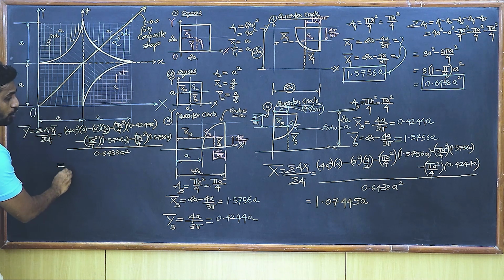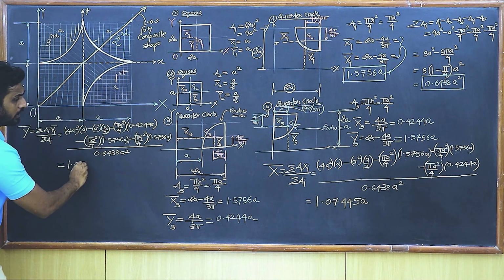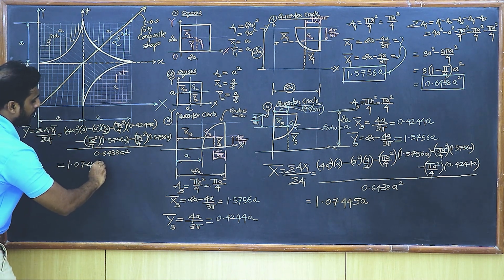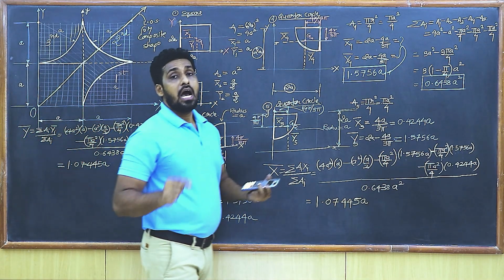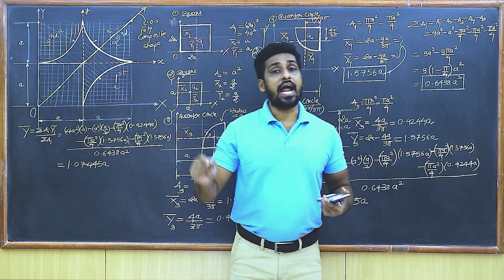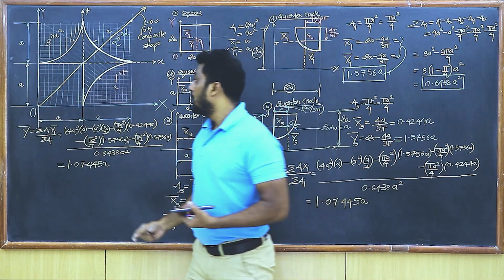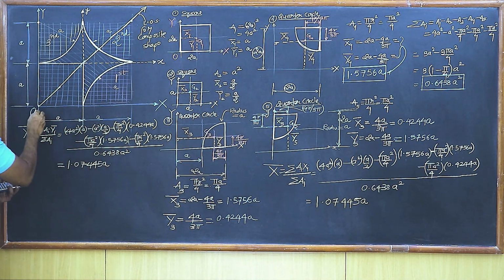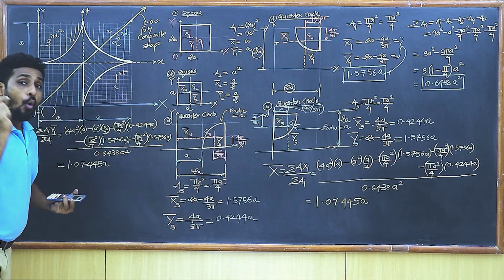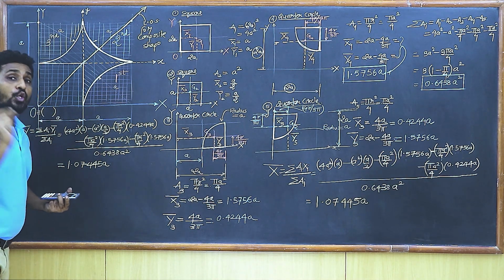So here my answer is going to be 1.07445a. But you got to understand the values that you have got are for capital X bar and capital Y bar, isn't it? So you need to again shift the origin. So can you tell me the old coordinates of the new origin, students? Be very careful when you tell the old coordinates of the new origin.